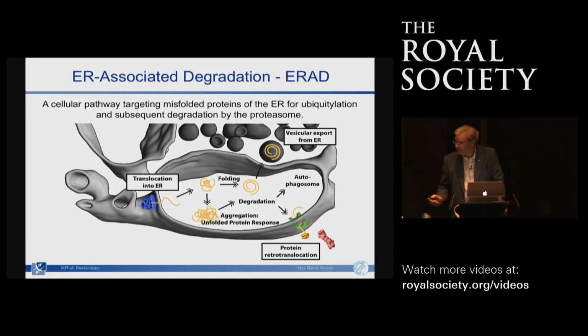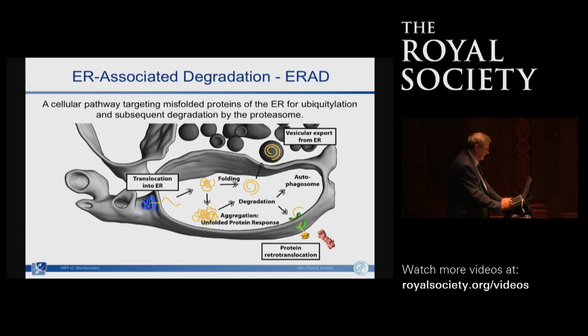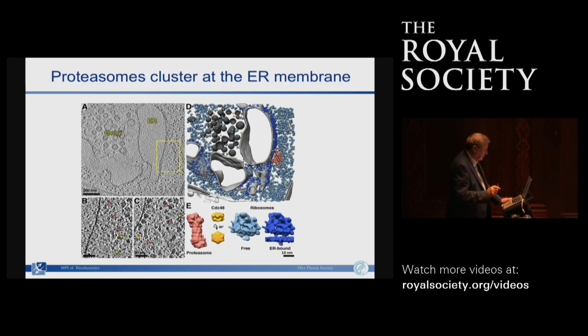However, if things go wrong and we have aggregation, and we have the unfolded protein response under stress conditions, we have retrotranslocation from the ER, and then they are degraded outside the ER by the proteasome. Now, there are many more players involved because the ubiquitin system also has to become involved.